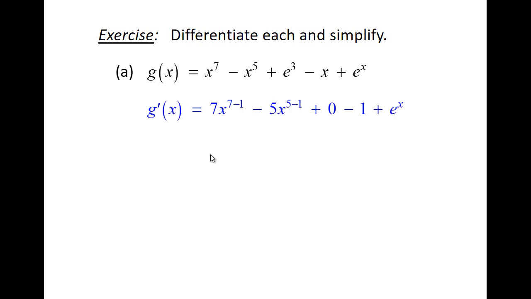So g prime of x would be 7x to the 7 minus 1 minus 5x to the 5 minus 1 by the power rule. The derivative of e to the 3 would be 0 because that's just a constant. Derivative of negative x would be negative 1 by the power rule, and the derivative of e to the x is itself. So simplifying, we get 7x to the 6 minus 5x to the 4 minus 1 plus e to the x.